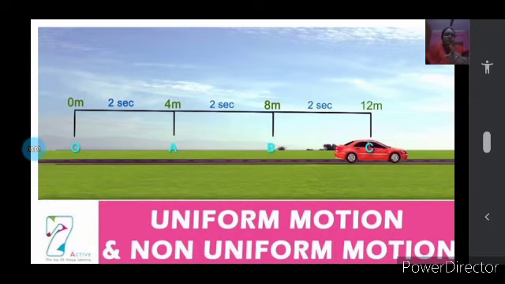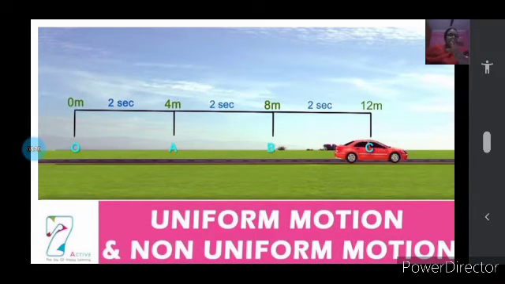So from the O position it is reaching the C position. From 0, see how many meters it is traveling. From 0 meters to 12 meters it is traveling. And you see A is another position in between and B is another position in between.